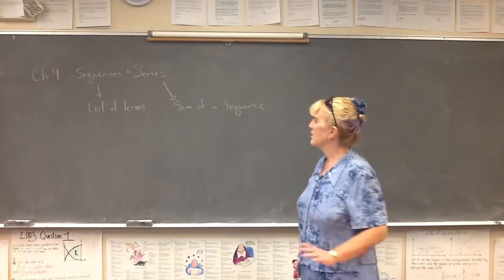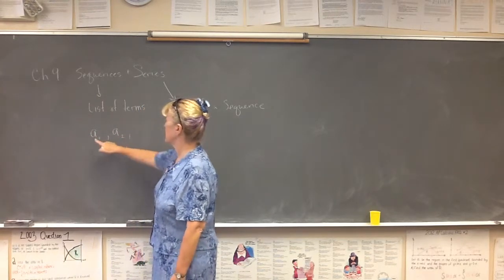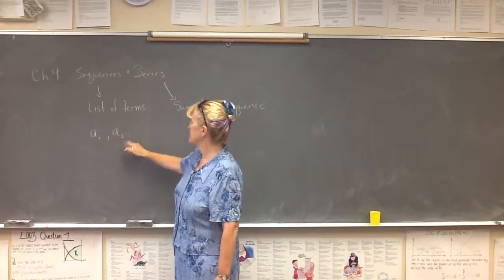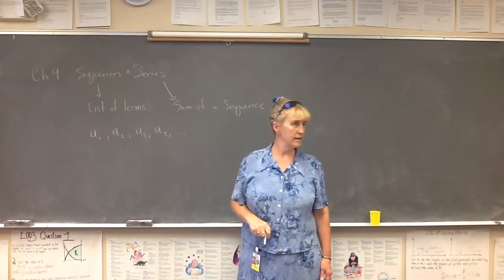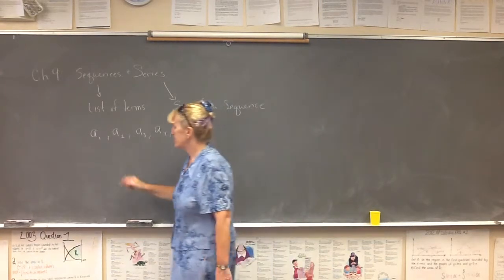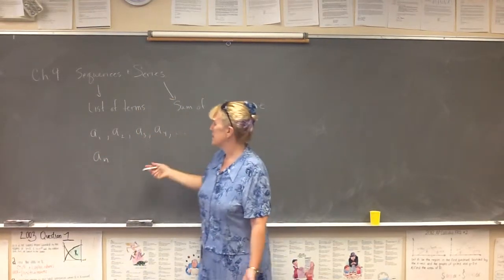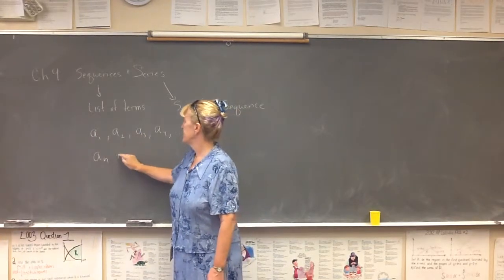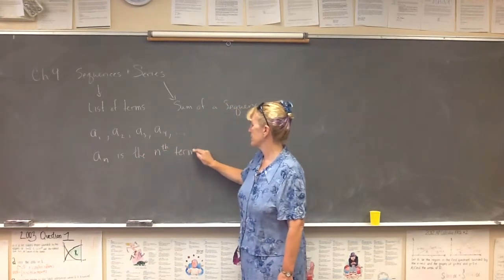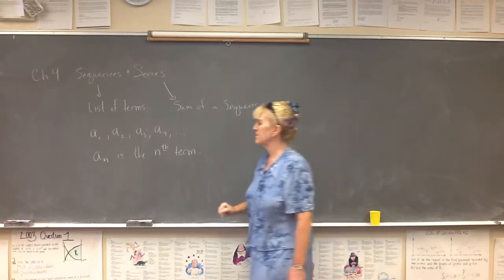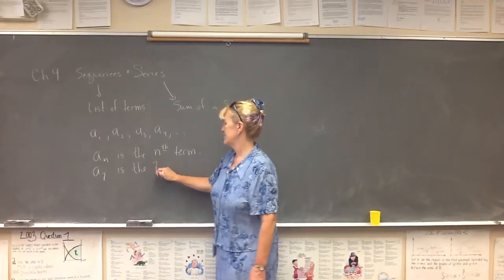One of the things I want you to realize is that the list of terms is typically written like this: a sub 1, a sub 2, a sub 3, a sub 4, dot, dot, dot. Some people call each one a sub n. It just depends on which term you're talking about. So a sub n is the nth term. That means that a sub 7 is going to be the seventh term.